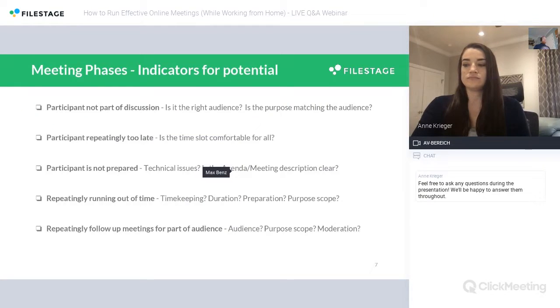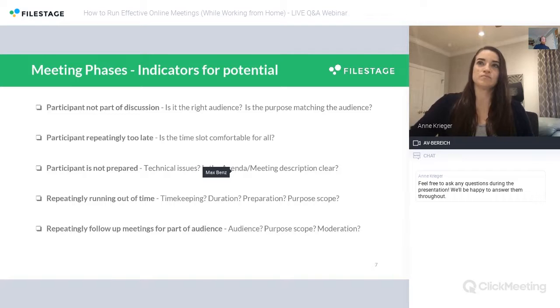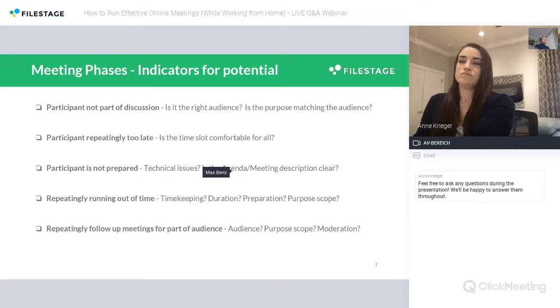So then there are some indicators for potential to improve. These are things that, if I want to know if a meeting is really efficient or not, are questions I'm going to ask myself, or whenever I recognize some of these things, I'm going to rethink the whole meeting. So are participants not part of a discussion? If someone is, over three meetings, not saying any word besides hello and bye, then you have to ask, is it the right audience? Is the purpose matching the audience?